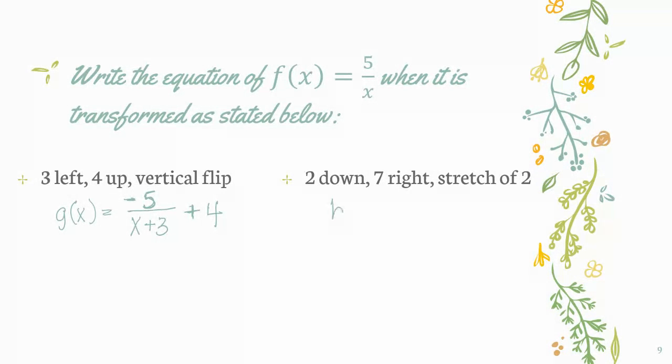My second one, I'm going to do the same thing. This time I'm going to call this h of x because it's yet another function. And I'm going to start the same. So I'm going to start with my 5. And then 2 down means I'm going -2. 7 right means x minus 7. Now I have this stretch of 2, which is going to stretch the 5 by 2. So I'm actually going to erase this and make this a 10, because I'm stretching that 5 by 2, which means I'm multiplying it. I'm doubling it. So now I have a 10 on the top. I don't have a negative because there's no flip. I just need to stretch that 5 by 2, make it a 10, okay?